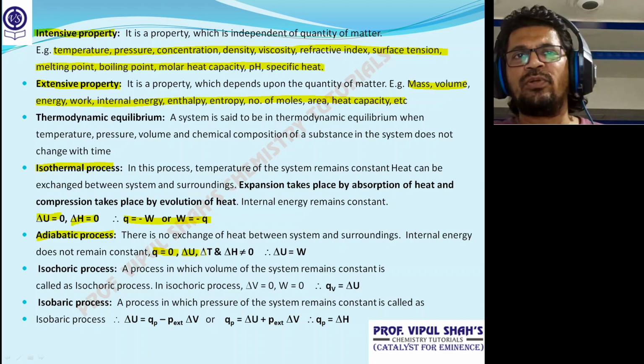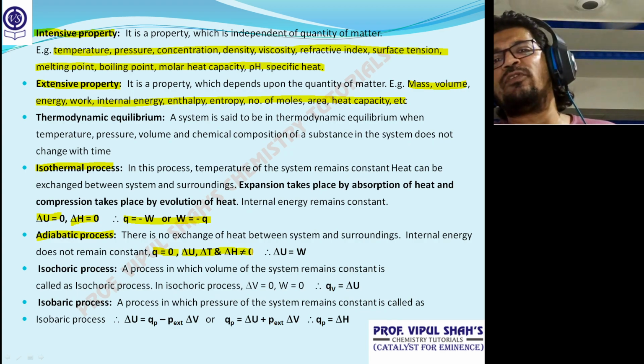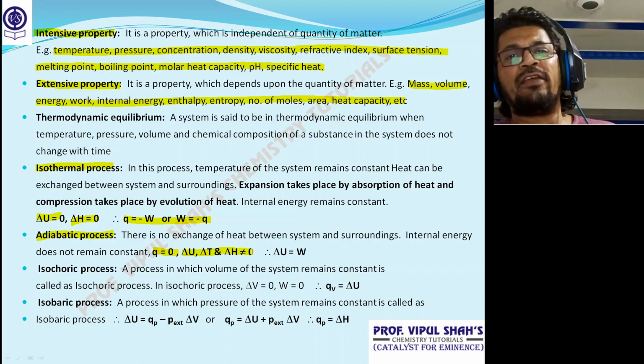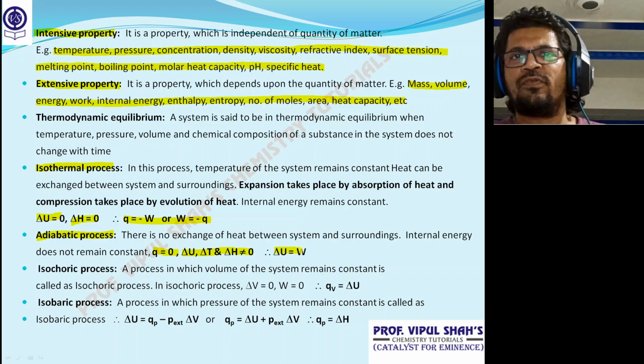Now this delta U, delta T and delta H are not 0 because we say there are enthalpy changes within the system. Now coming back to the first law, delta U is Q plus W. So in adiabatic, if Q is 0, delta U is W. That's the expression we have.